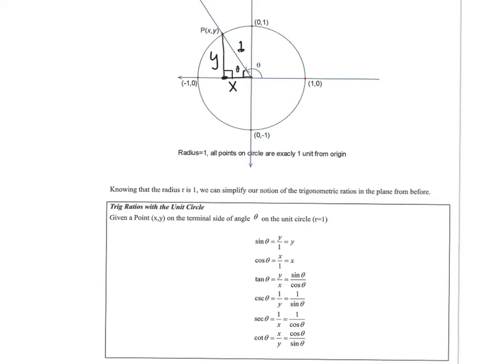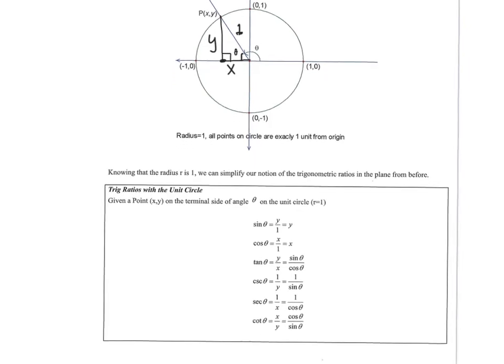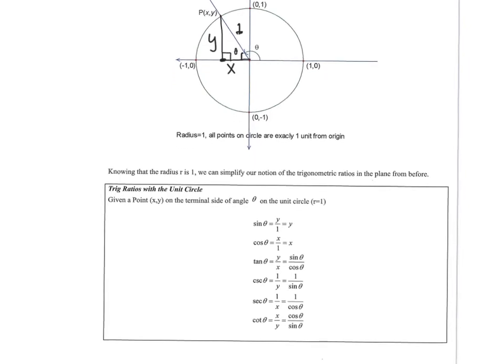So sine of theta becomes just y, cosine of theta becomes x, and tangent of theta becomes y over x, which is just the division of sine and cosine. Cosecant, which is the reciprocal of sine, is 1 over y, or 1 over sine. Secant is 1 over x, or 1 over cosine, and cotangent is x over y. And these 6 ratios are going to be very important when we're dealing with the unit circle.